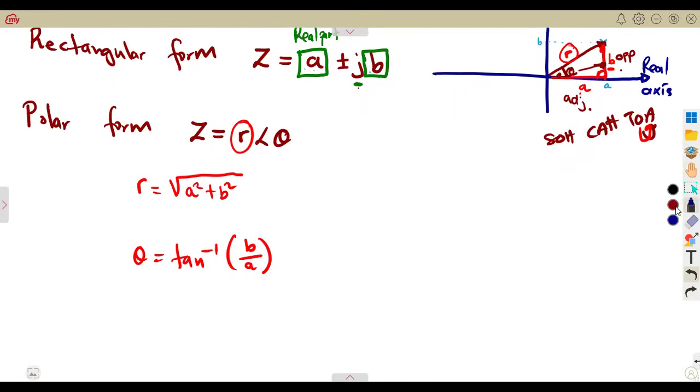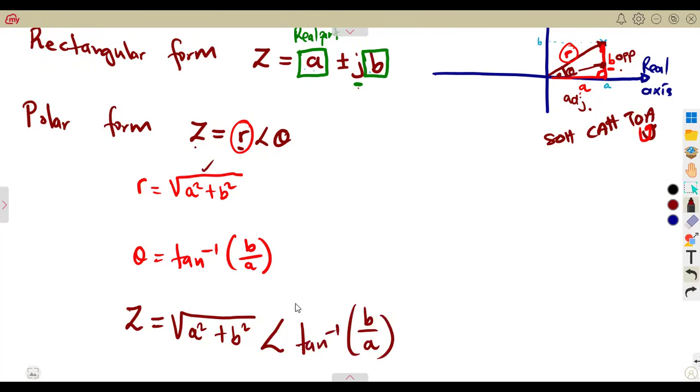All right. So we can conclude that this Z can also be given as, in place of this R, what are you going to use? You're going to use what is representing our R. Our R is represented by the square root of A squared plus B squared. And what is representing the angle theta? The angle theta is represented by arctan B over A. So you can actually use it that way.